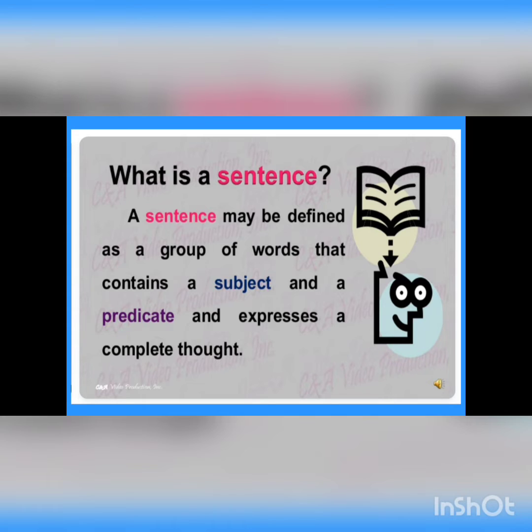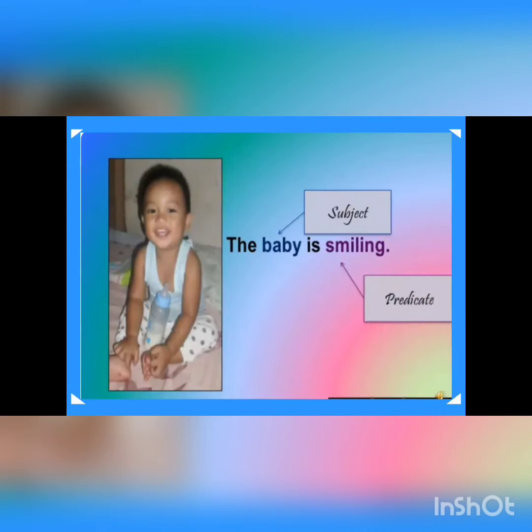It begins with a capital letter and ends with a full stop, a question mark, or an exclamation mark, and all sentences have a verb. Now, every sentence can be divided into two parts, subject and predicate. The noun or pronoun is the subject of a sentence. The second part of the sentence that says something about the subject is the predicate.